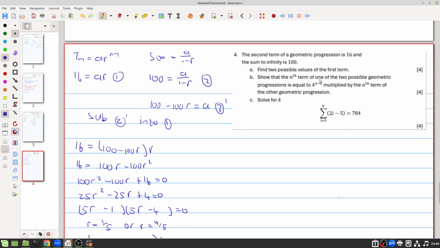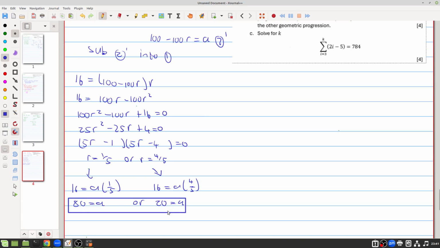Now show that the nth term of one of the two possible geometric progressions is equal to 4 to the n minus 2 times the nth term of the other geometric progression. Okay, so I've also seen in the past that the longer a sentence is, the more difficult people find it to answer the question. So let's see what we can do here. So basically, we know we're going to be working with the two different nth terms. So let's just first find the nth term for both cases.